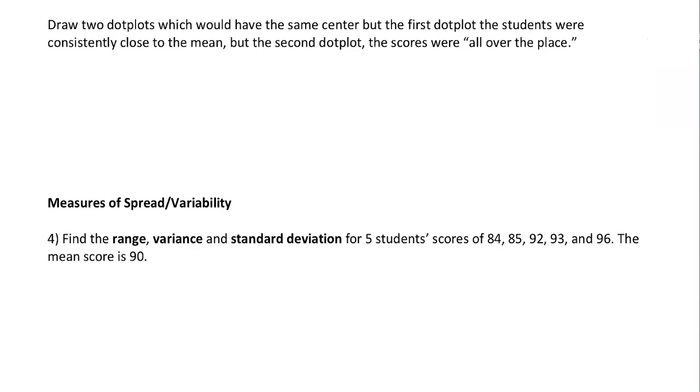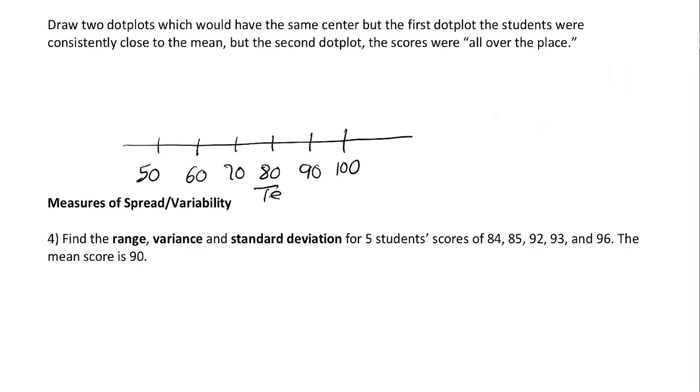Draw two dot plots, which would have the same center, but in the first dot plot, the students were consistently close to the mean test score, for instance, but in the second dot plot, the scores were all over the place. So let's draw a scale. Here's a scale, and let's say we go down to 50 and up 60, 70, 80, 90, 100. We'll call these test scores. And for the first dot plot, I'll do this one in blue with dots. So if they were consistently close to the mean, let's say the mean was 80%.